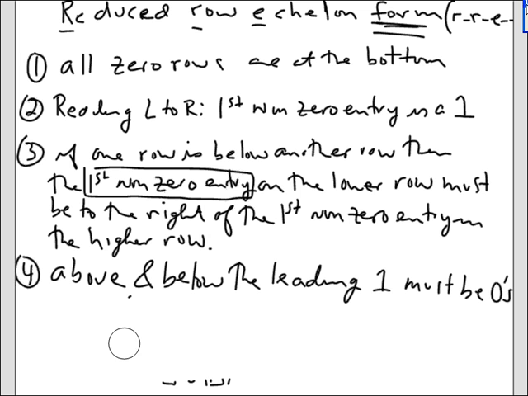If you have a row of zeros, they must be on the bottom. If you have 2 rows of zeros, the last 2 rows better be those rows of zeros. The first non-zero entry, also known as the leading entry in each row, must be a 1. Those leading 1s, as you go down, have to keep going to the right. And above and below the leading 1s must be the number 0.